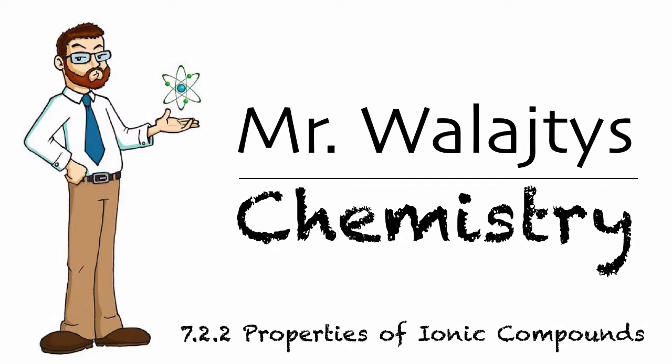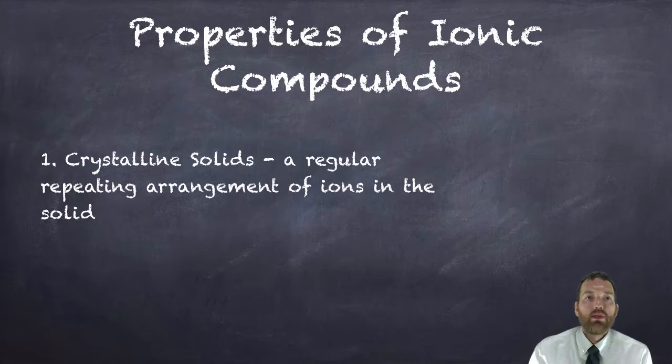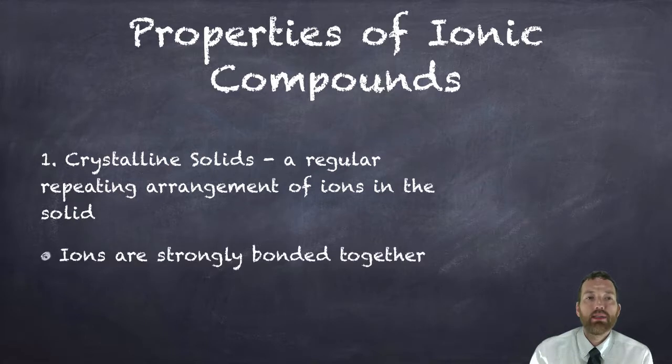So besides knowing what an ionic bond is and how they're formed and how to write a formula unit, you're expected to know some of the other properties of ionic compounds. So one property is that they are crystalline solids. That means there's a regular repeating arrangement of ions in the solid.